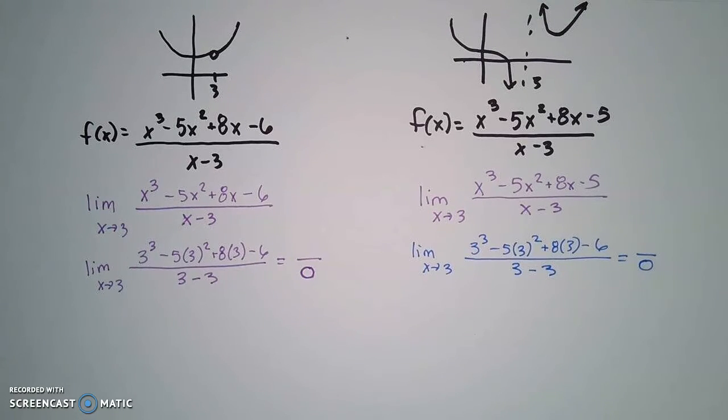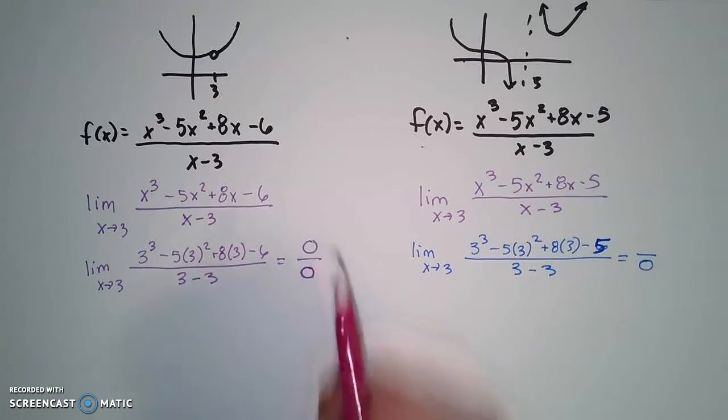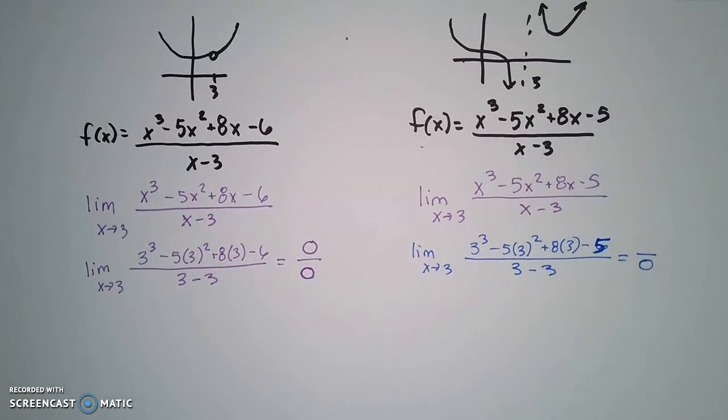Okay, so now if I were to pause this for a second, I'm going to go and find this number. Okay, so if I did the math in the top part of this problem right here, I'm going to get 0 over 0, which is a special term we're going to talk about in a minute. On the other function, I'm actually going to end up with 1 over 0.